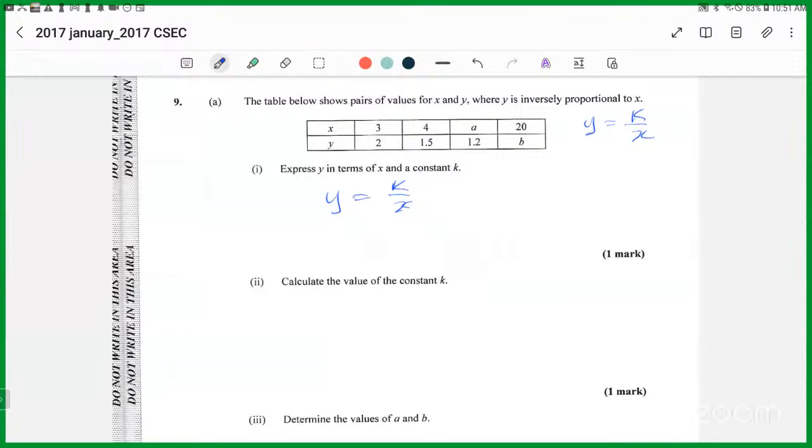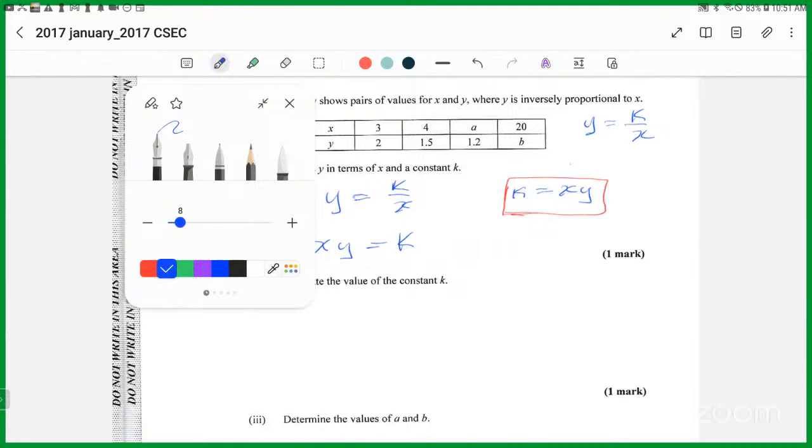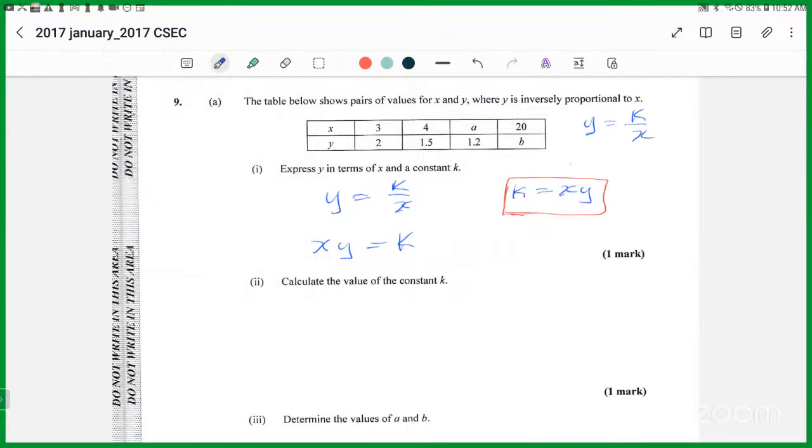And we look at it, we take the x and multiply it up here, k is equal to x times y. So it means that the constant is always equal to the product of the x and the y. So if we want to find the constant, we just need to multiply the x and the y. We have a pair of values here that we can use to find the k, and another pair of values here. When you multiply the 3 times 2, you get 6, and when you multiply the 4 times 1.5, you're still getting 6. So the k is 6.